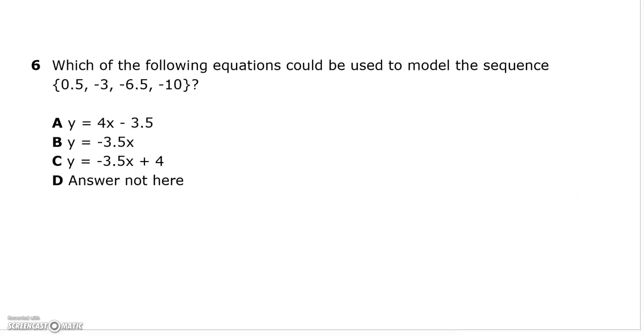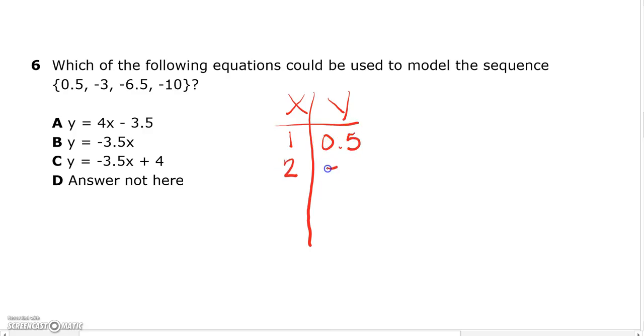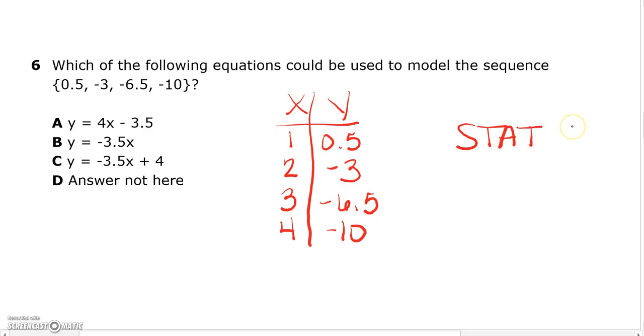Okay, which of the following equations can be used to model the sequence? So on this one, you should make a table first. The first number is 0.5, second number is -3, third number is -6.5, fourth is -10. So then you just put it into stat and you'll have your answer.